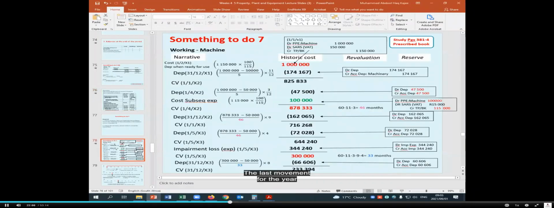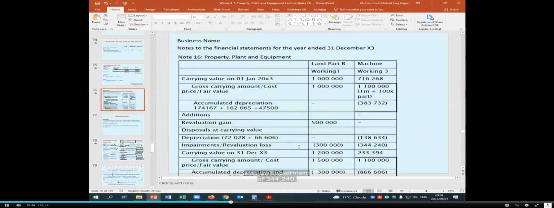Okay, the last movement for the year was an impairment of 344,240. Okay, insert that straight under impairments. Can you see these two have brackets because they are decreasing the carrying value? Right, those were the movements for the year. We have accounted for movements.